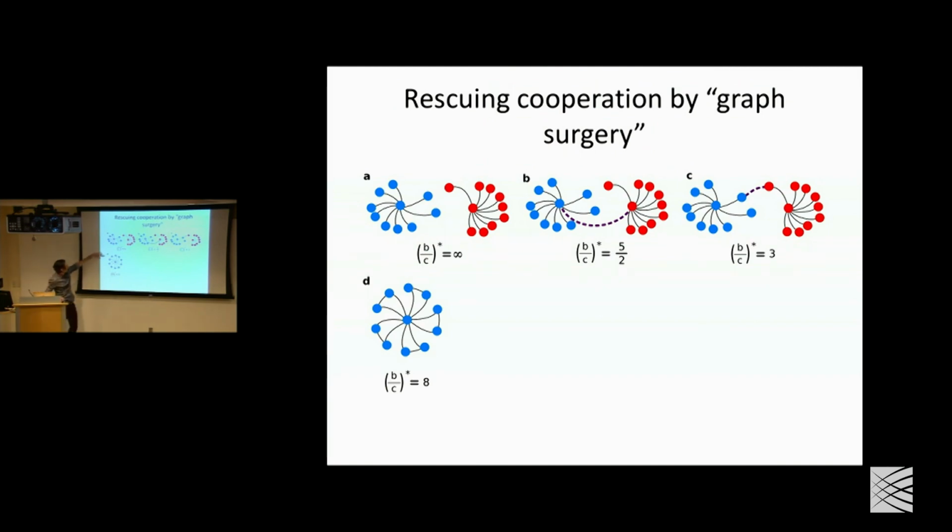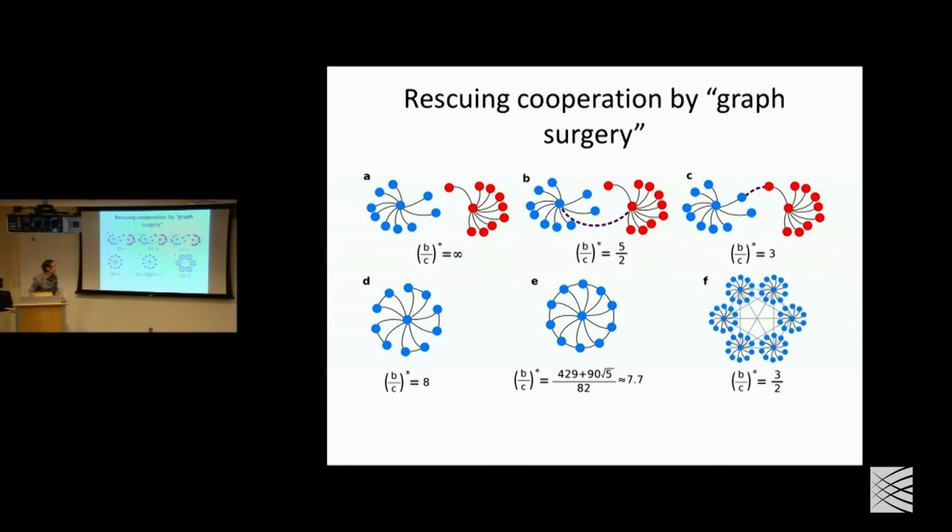We could start joining the leaves together. So we could call this a ceiling fan structure. It has a benefit cost threshold of 8. Or we could join all leaves to their two neighbors, and then we get this interesting quadratic root that's around 7.7.